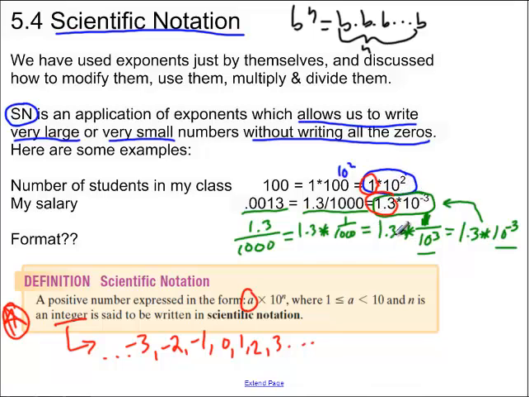And we'll go through some examples of making a number into a scientific notation number and making a scientific notation number into a regular or standard number. And we'll also multiply and divide them.